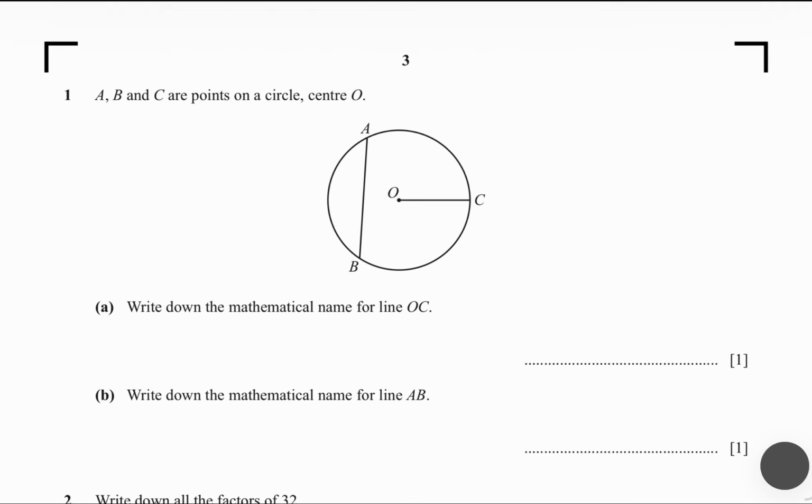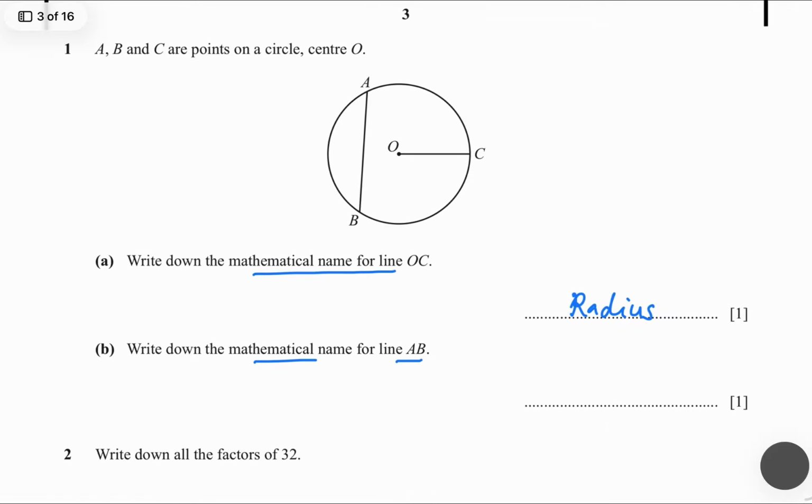ABC are points on a circle. You can see the circle here. Write down the mathematical name for the line OC. As you can see, O is at center and point C is on the circle. So this is a radius. So we will write down here, this is radius. Now write down the mathematical name for line AB.